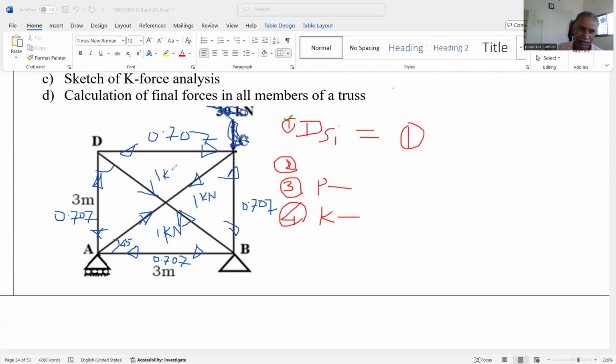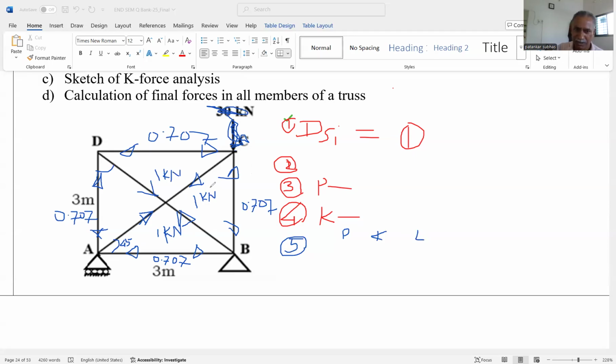Now this is the K force analysis. This is step number 4. Then step number 5, tabulate the result. We can develop the table in which members are there. There are total 6 members. You can write down the 6 members. Then P force analysis, that is force in all the members. In most of the members it is 0. Then the value of K force analysis, this diagram, and then length.